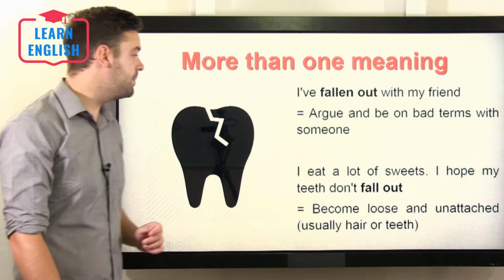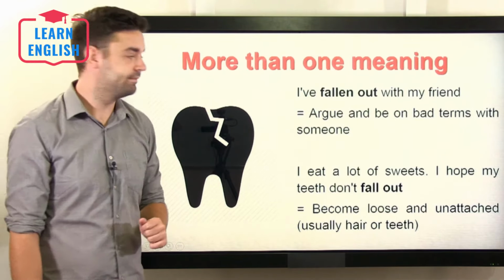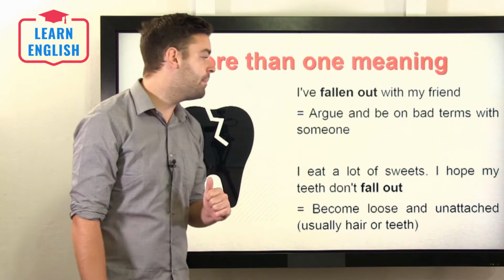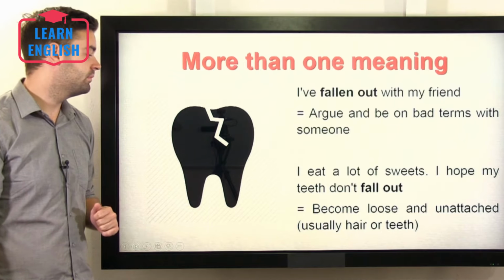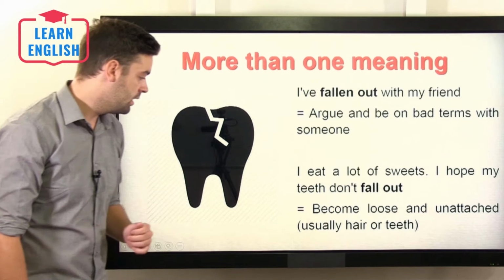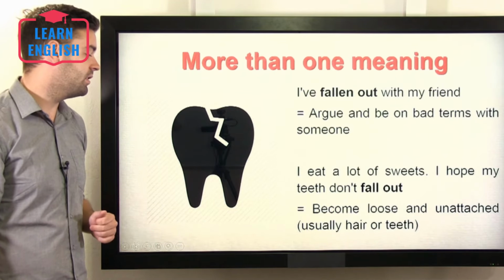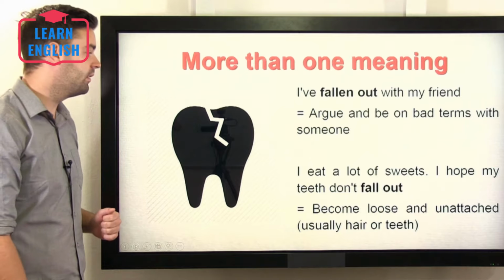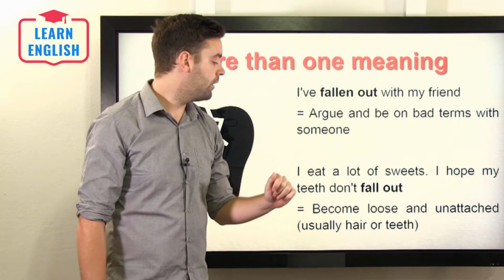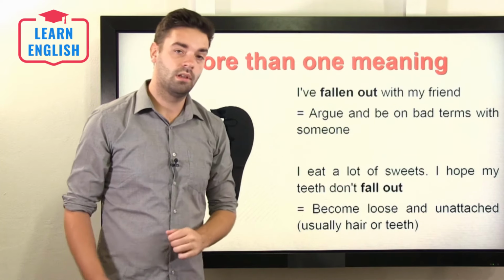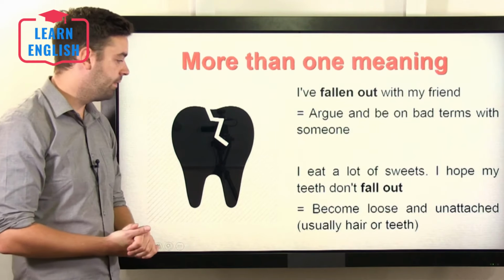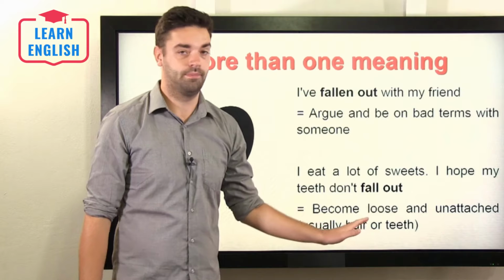So, some phrasal verbs have more than one meaning. So, I've fallen out with my friend. So this means to argue and be on bad terms with someone. I eat a lot of sweets. I hope my teeth don't fall out. This means become loose and unattached, usually hair or teeth. So we've got the same phrasal verb, fallen or fall out. So even though they're different tenses, it's still the same phrasal verb. However, we have two separate meanings.